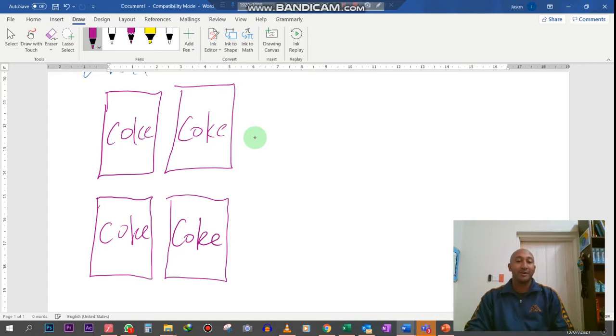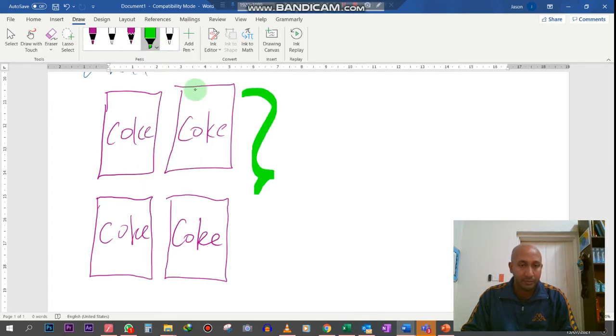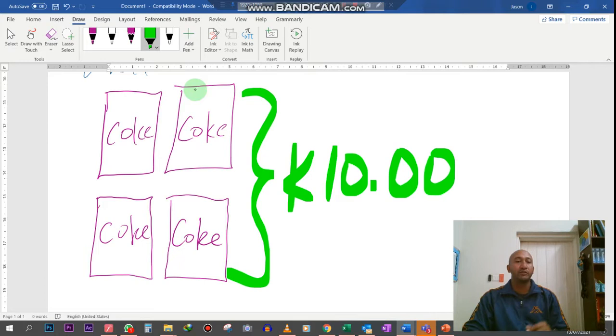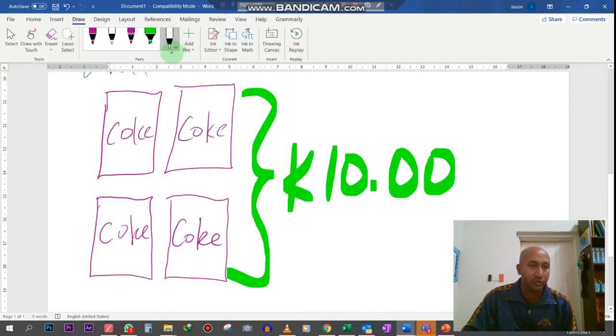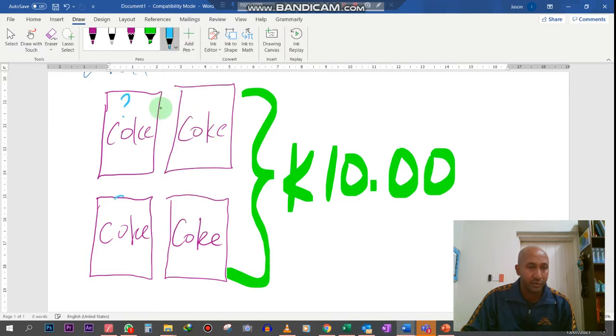Okay, so these 4 are contributing to a cost of 10 kwacha. Together they cost 10 kwacha. That's what we're saying. What we need to figure out is how much does each one on its own cost. This one, this one, this one, and this one. And this, you can see, would be a simple division sum.